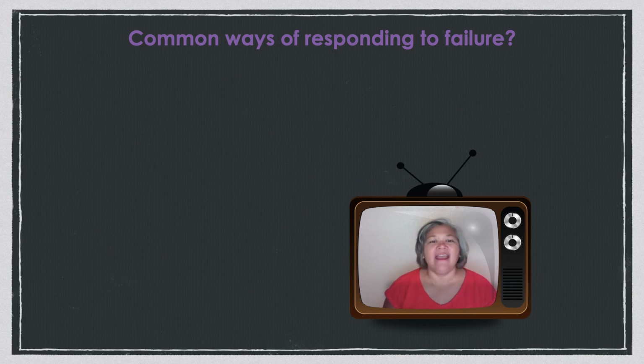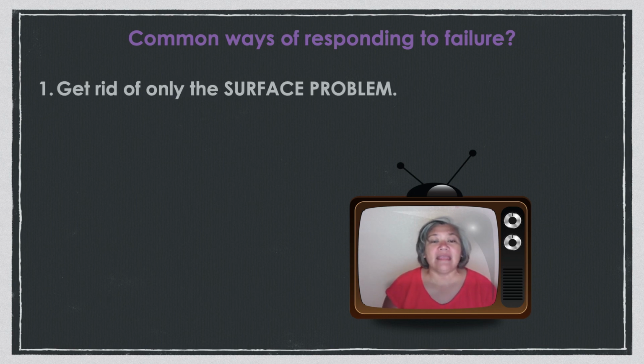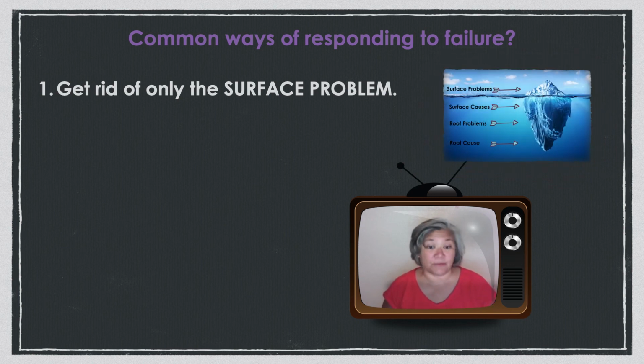Now go ahead and reopen your student manuals, pages 18 to 20. And you'll see why I wanted you to close them. Because the material lists out some common ways of responding to failure and gives some clarity on each point. Okay, let's go to number 1. Get rid of only the surface problem. Let's take a look again at the iceberg. When we deal with only surface problems, it will not be about permanent growth. Okay, let me repeat that. When we deal with just the surface problem, that does not activate permanent growth.